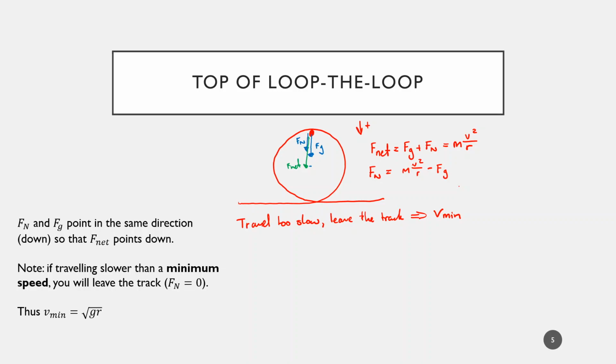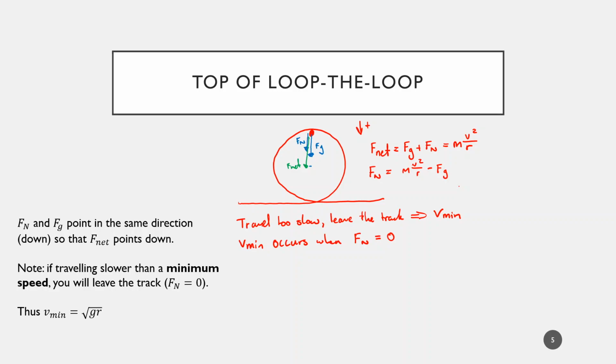Now again, what does it mean to leave the track? Well, if you've left the track, you're not in contact with it, which means there's no normal force. So the normal force is equal to 0 in that case. Our job is to try and work out when that happens, what speed that is going to be. So V min occurs when the normal force has just turned into a 0. If you go any slower than that, then you'll definitely leave the track.